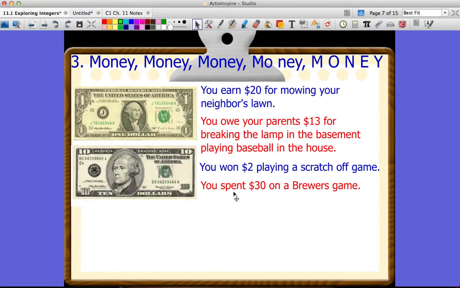Money. You earn $20 for mowing your neighbor's lawn. Since you are earning that money, that's money that's going into your pocket, so that is a positive $20. You owe your parents $13 for breaking the lamp in the basement playing baseball in the house. Because you owe them this money, this would be a negative $13. It's money that's going away from you.